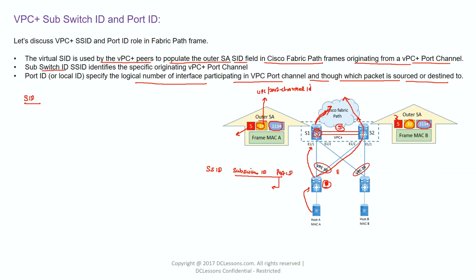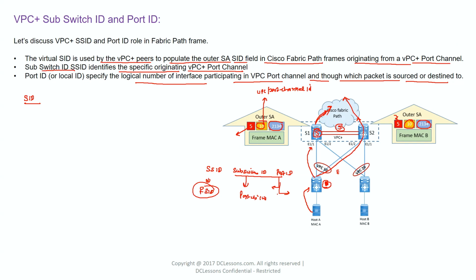The subswitch ID identifies the originating VPC+ port channel, and the port ID is basically the logical ID of the port, right? So switch ID is the FabricPath switch ID, subswitch ID is the port channel interface, and port ID is the logical number of the interface participating in the VPC port channel. Okay, so this is how the frame is created when traffic originates from a FabricPath domain having VPC+ configured.